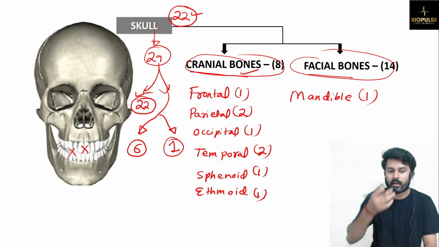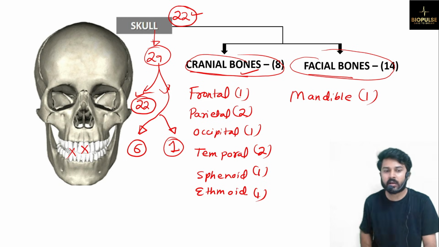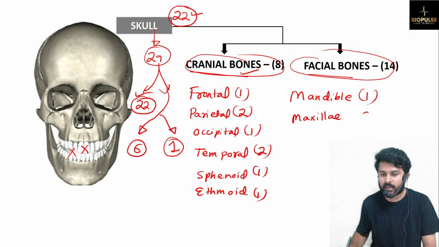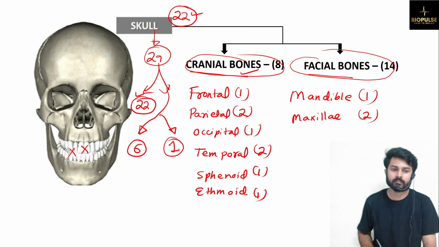After mandible you can see here maxillae, okay, where my mustache is there, inside that 2 bones are present, one this side, one this side. What it will be called as? Maxillae. How many maxillae? 2 in number.